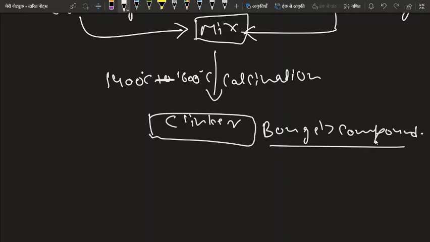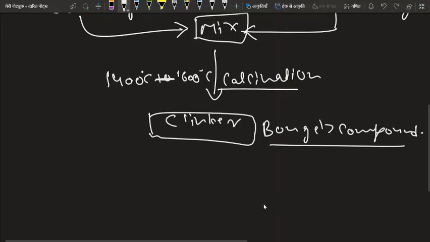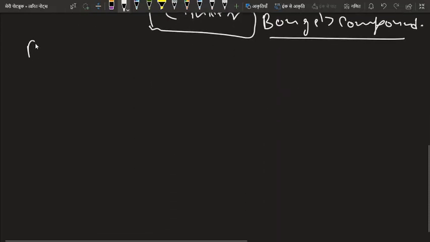So what is Bogue's compound? The argillaceous raw material and calcareous raw material are mixed, and after mixing these two raw materials, calcination is done. The complex chemical compound that is formed is called Bogue's compound. Bogue's compound has four constituents.